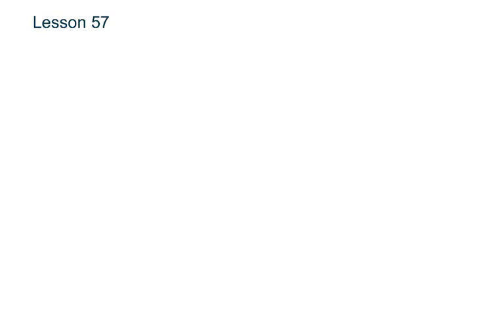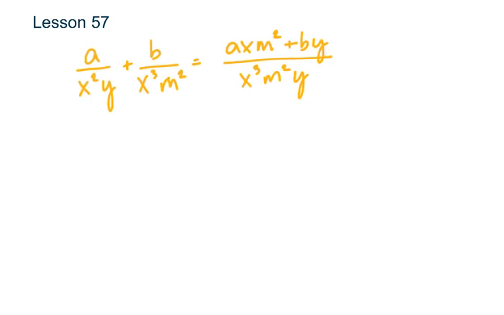This is lesson 57 from Saxon Algebra 1. In this lesson, we're talking about adding algebraic expressions with negative exponents.